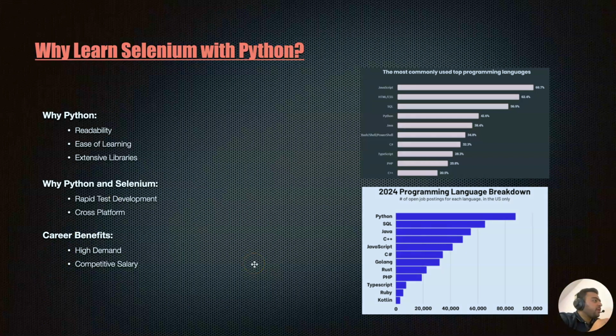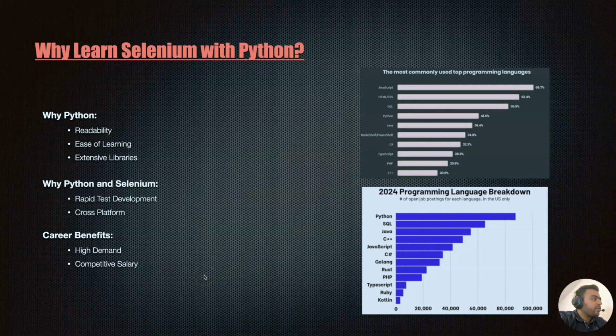Why Python with Selenium? Because with Python and Selenium, you can write the test scripts rapidly, which will help you deliver the software fast. And also, both are cross platform, which means that Python and Selenium can be used on any operating system such as Windows, Linux, Unix, Mac, etc.